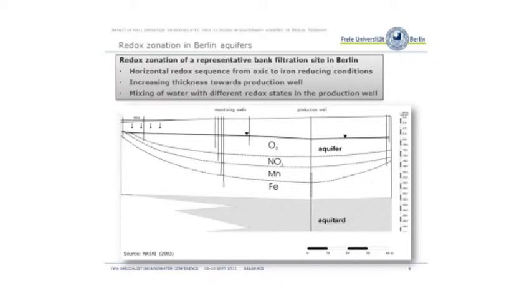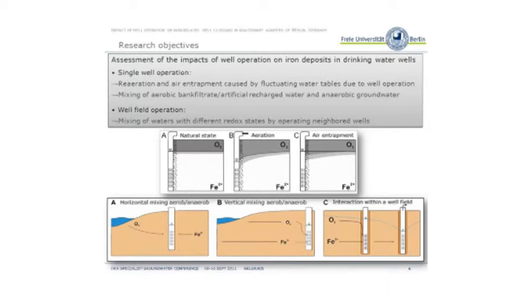oxic to iron reducing conditions in the aquifer, and increasing thicknesses of the oxic and suboxic zones towards the production well. And in case of operating the well, we have a mixing of water with different redox states in the production well, which can cause iron precipitation and the clogging of the wells. Our research objectives focus on the assessment of the impacts of the well operation on the forming of these iron deposits in the drinking water wells.